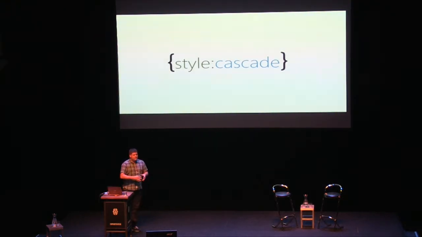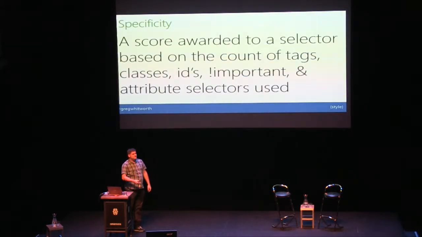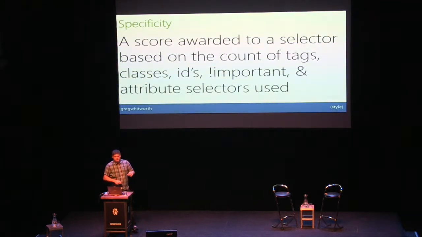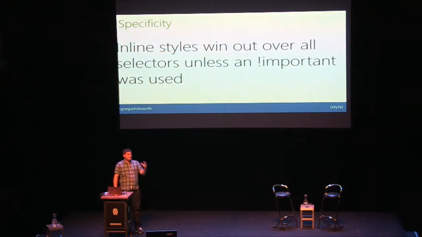We've computed all of our values. We've got them in this nice collection store. Now we need to take into account specificity. I'm sure everybody here has heard of specificity. But just to catch anybody up that isn't aware of it, it's a score awarded to a selector based on the kind of tags, classes, IDs, and !important used within the declaration. Inline styles win overall unless an !important was used. As Harry said, use it on everything.